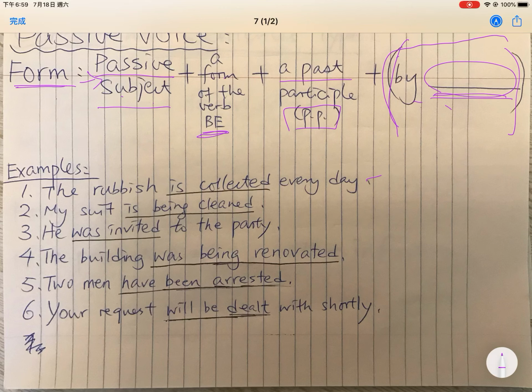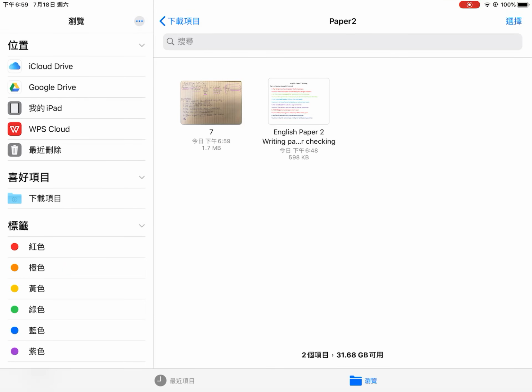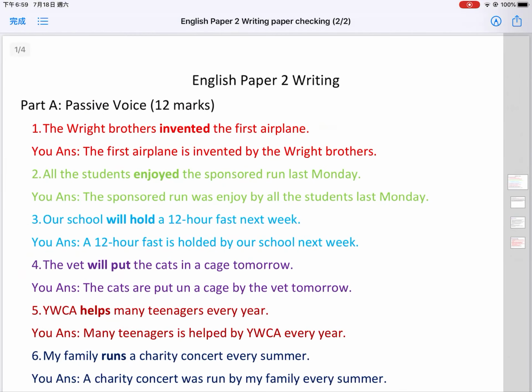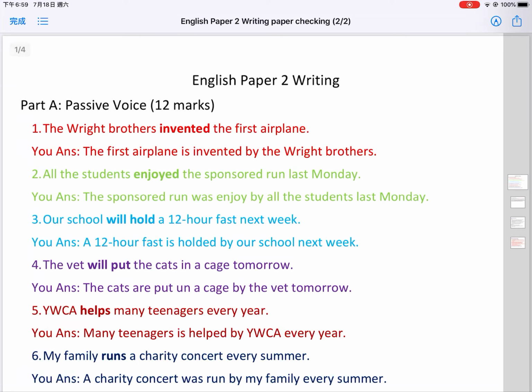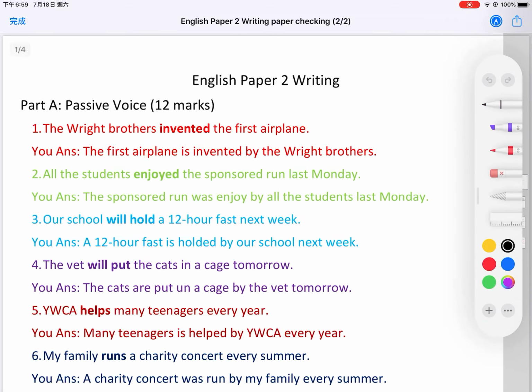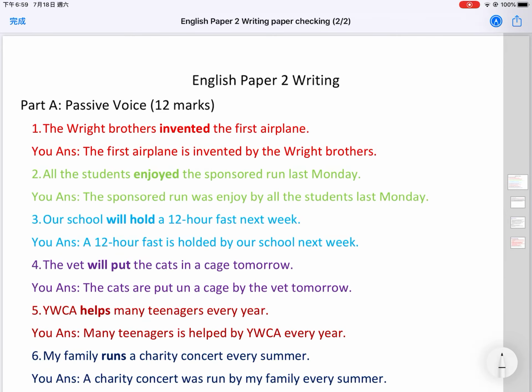Okay, so I'm sure you must have reviewed what you have learned throughout these weeks. So let's take a look at the sentences and see what you can find. Okay, I'm going to pick black this time. Now let's look at question number 1.